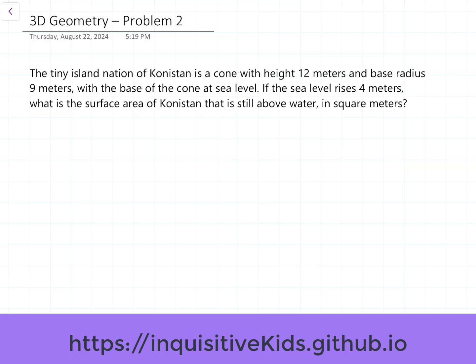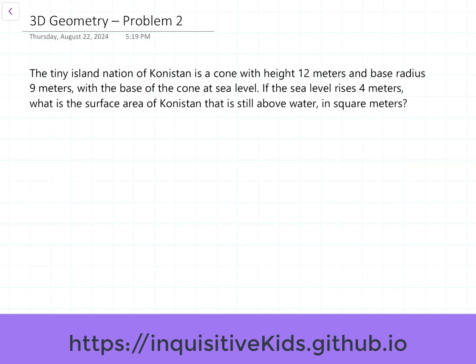Here is problem 2. The tiny island nation of Afghanistan is a cone with height 12 meters and base radius 9 meters, with the base of the cone at sea level. If the sea level rises 4 meters, what is the surface area of Afghanistan that is still above water in square meters? Now pause the video, maybe draw a diagram to help you visualize this problem.